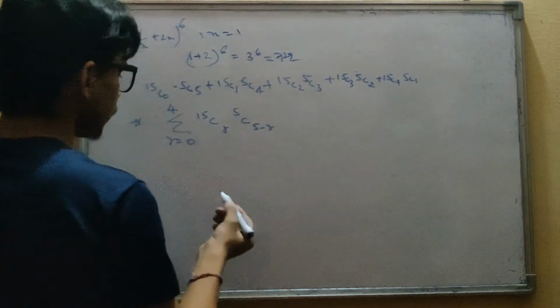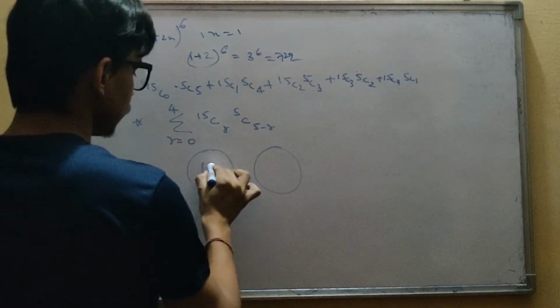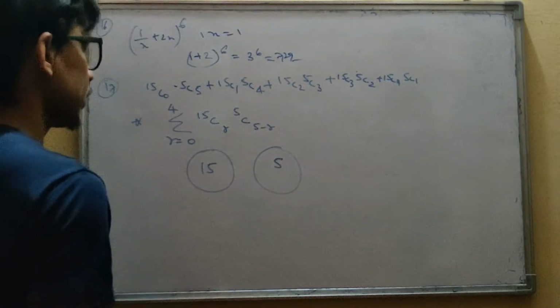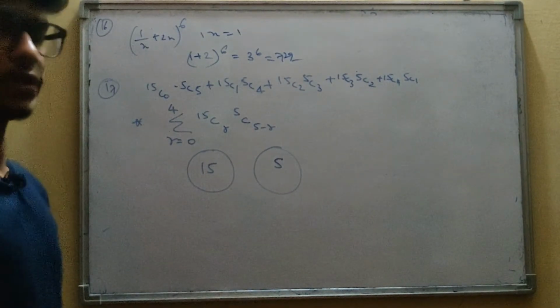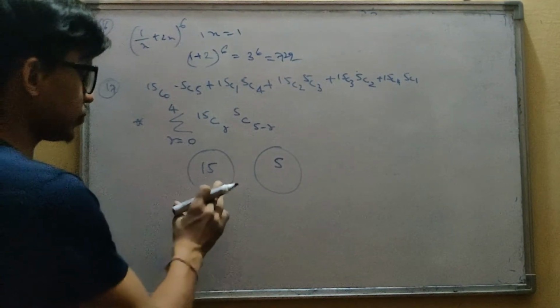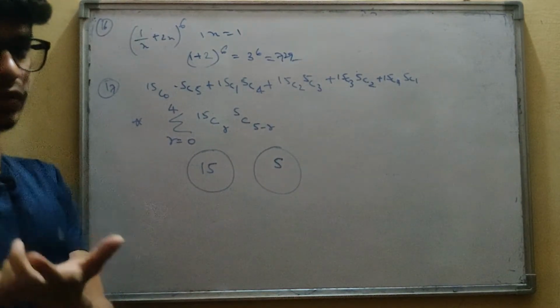So what you can do, you can think of it like this. There are two groups, one containing 15 and the other containing 5 elements. And you have to choose 5 elements, right? So what are the possibilities? These two are the groups, each having distinct elements, and you have to select 5.